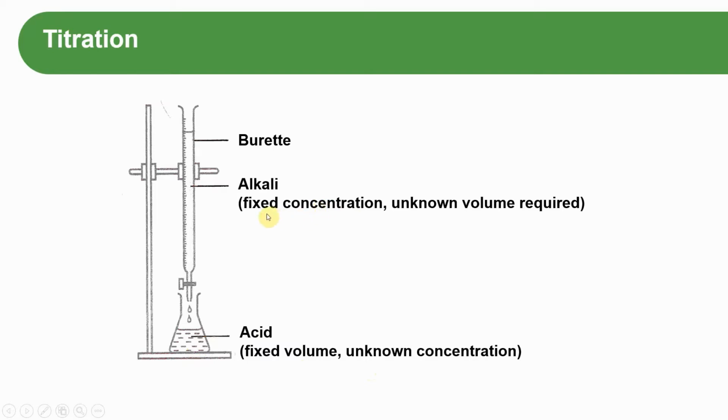For alkaline, the concentration is fixed, but we want to determine the amount of alkaline needed. So after the experiment, we should have the volume of the alkaline, and then we know the concentration of alkaline, and we know the volume of acid, and we can use all the information to find the concentration by using the chemical reaction and to compare the mole.